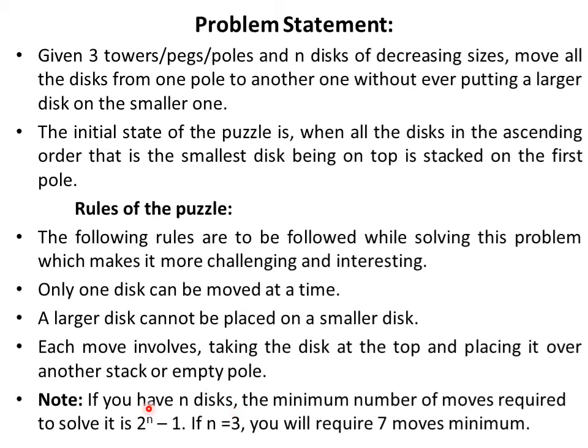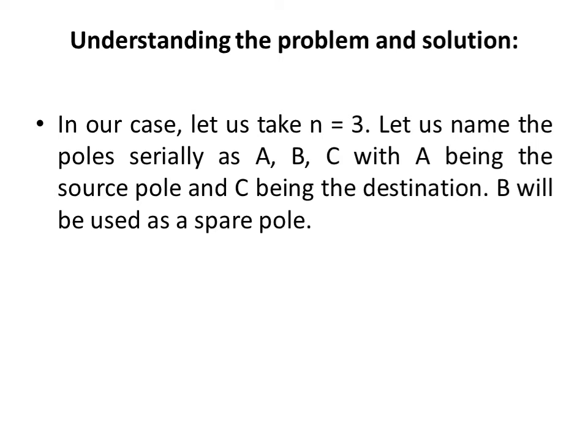Note: if you have n disks, the minimum number of moves required to solve it is 2 to the power of n minus 1. If n equals 3, you will require 7 moves minimum. In our case, let us take n equals 3. Now let us name the poles serially as A, B, C, with A being the source pole, C the destination, and B used as the spare pole.